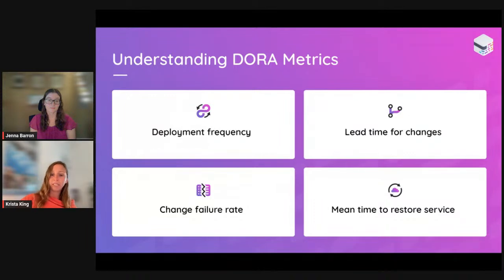On the pipeline stability front, the change failure rate metric measures the percentage of deployments that lead to a failure in production. This is calculated by the number of deployment failures over the total number of deployments. In essence, it measures the reliability of your software development and deployment processes. And then finally, mean time to restore service is how long it would take an organization to recover from a failure that's made it into production.